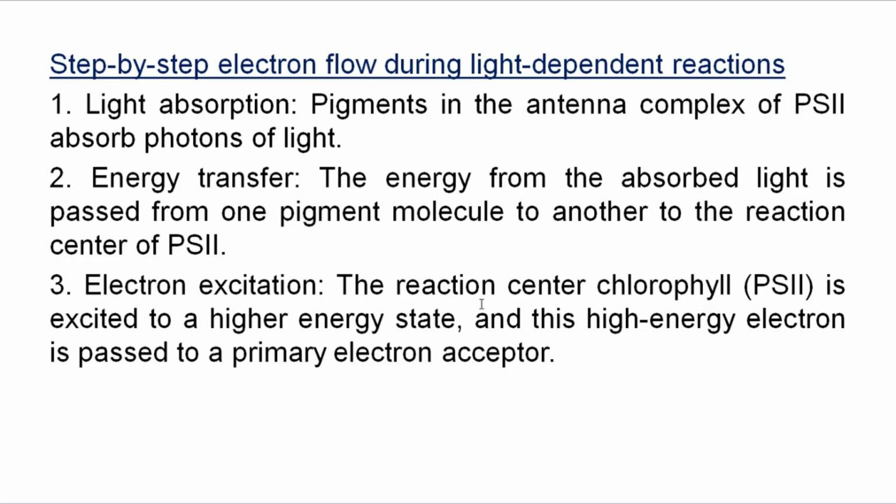Electron excitation. The chlorophyll at the reaction center of photosystem 2 is excited to a high energy level, or high energy state. This high-energy electron is passed to the primary electron acceptor. So the chlorophyll found in photosystem 2 becomes what? Excited. The electron moves from the ground state to what? To a higher energy level. So this high-energy electron is passed to a primary electron acceptor.